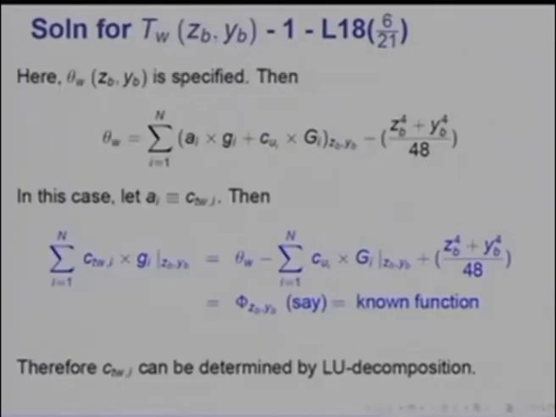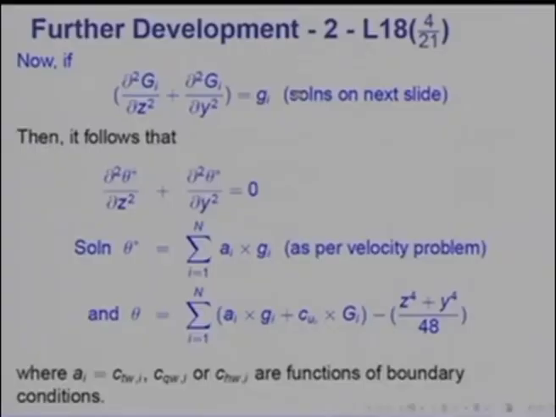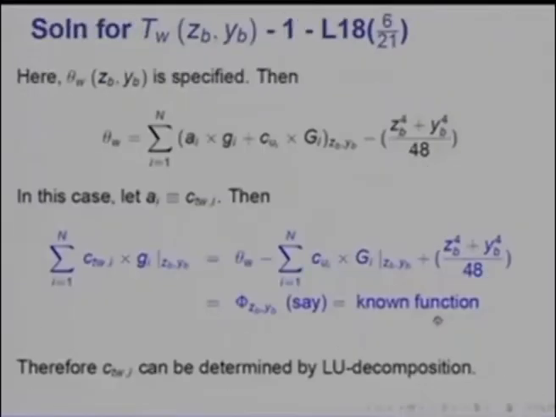So, now let us begin to develop the solution for T w varying arbitrarily along this duct periphery. So, here theta w at z b, y b is specified. Then you will see from the solution that we have got, we simply substitute, we can get theta w equal to all these functions evaluated at z b, y b, and that is what I have written here. So, you would get sum of a i g i multiplied by c u i g i at z b, y b minus (z b square plus y b square) by 48.